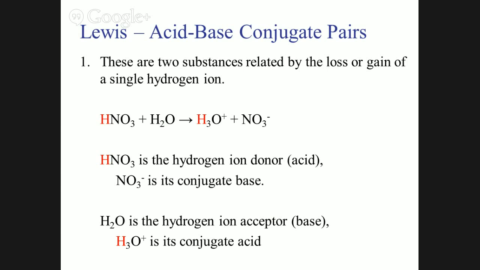nitrate ion. So the HNO3 is considered a donor. It produced the hydrogen ion. It's the acid. The NO3 minus is its conjugate base. But we can go the other direction too. We can think in terms of going backwards. The H3O plus, going backwards, got rid of a hydrogen, donated a hydrogen. And so it would be the conjugate acid, and the H2O, which was the acceptor, was the base.